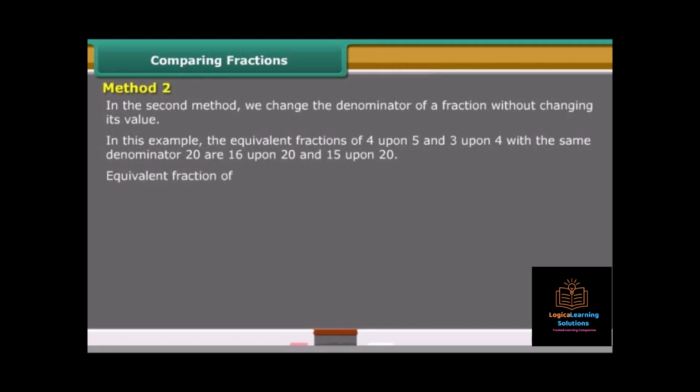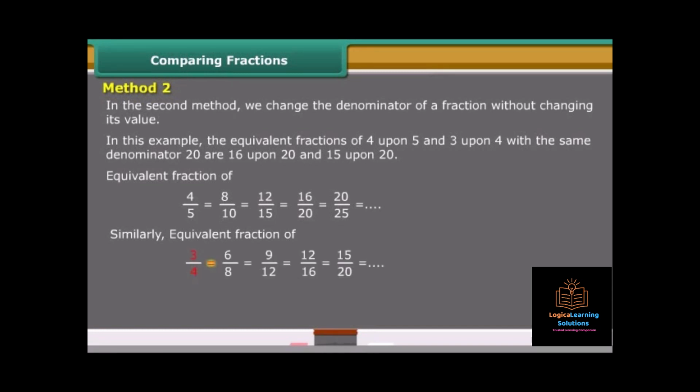Equivalent fractions of 4/5 are 8/10, 12/15, 16/20, 20/25, and so on. Similarly, equivalent fractions of 3/4 are 6/8, 9/12, 12/16, 15/20, and so on.